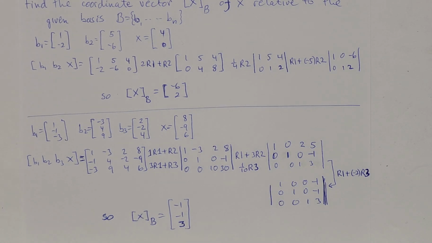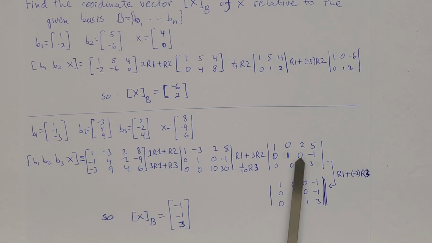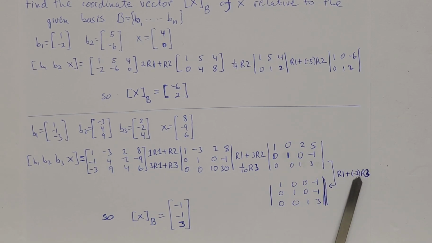So in this first column I have 1, 0, 0, so we are done. In this second column I have 0, 1, 0, so we are done. In the last column I have a 0 here, which is good, so we don't have to worry about it. Now we need to worry about this 2. We need this 2 to become a 0.